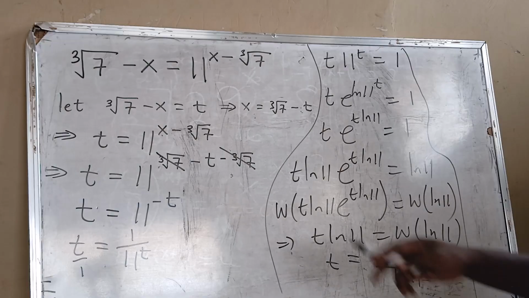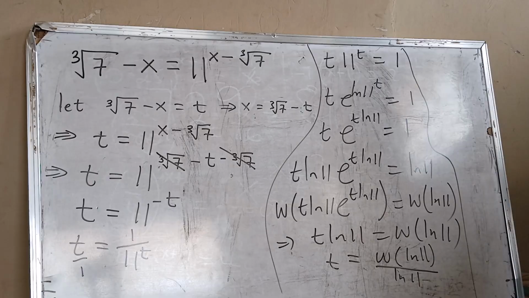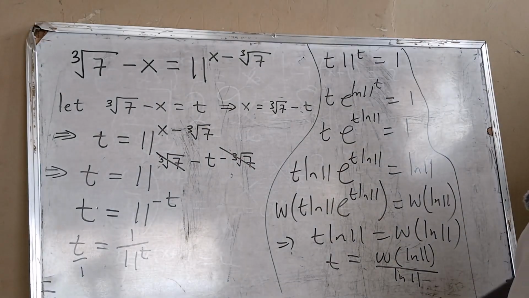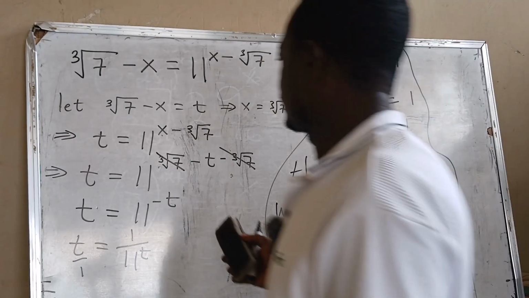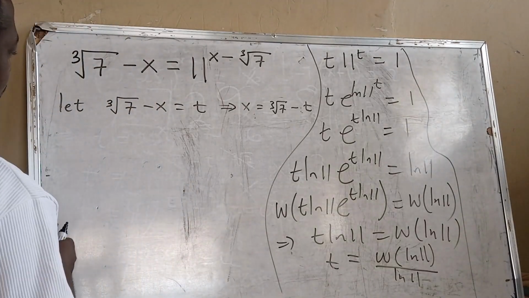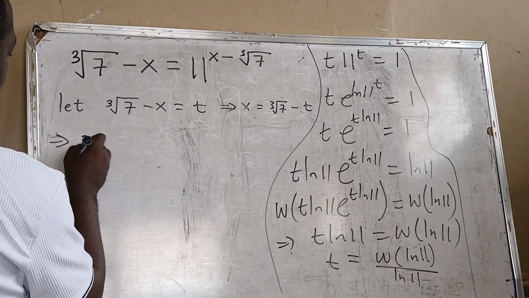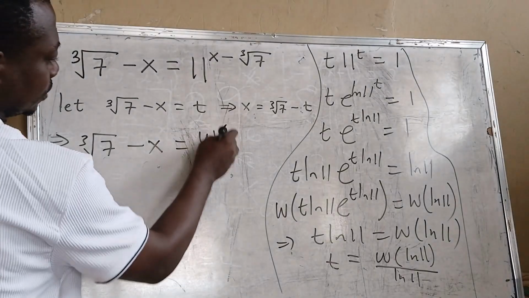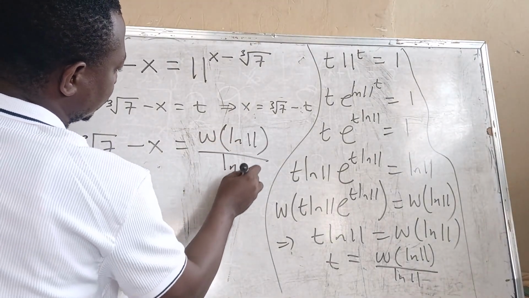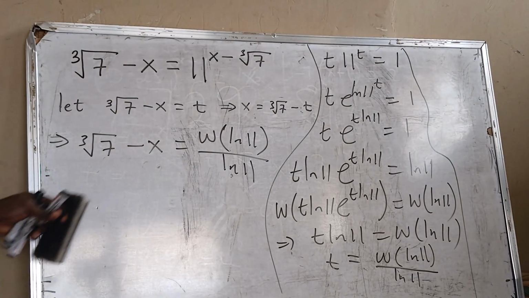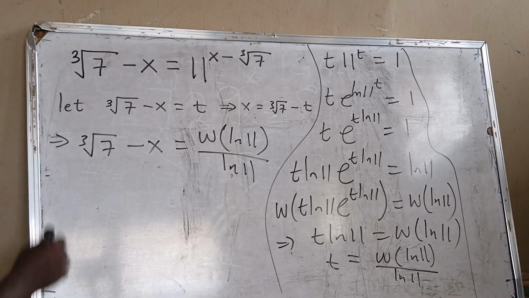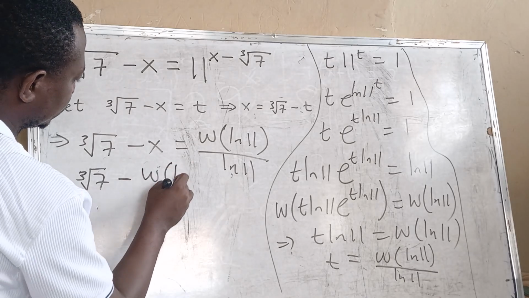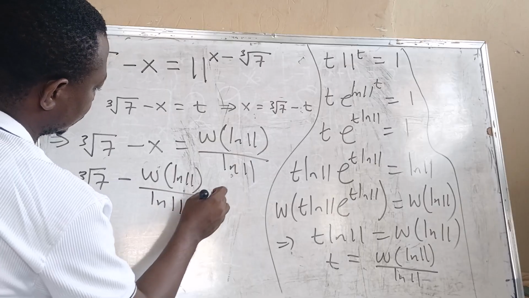Now let's observe the question carefully. We are after x, not t. So we have to do substitution. Remember that t is the same as cube root of 7 minus x. So let's bring back t here. So that will be cube root of 7 minus x. So this is t, and t equals W function of ln of 11 over ln of 11 here. All right, so from here we can make x the subject. So that will be x equals cube root of 7 minus the W function of ln of 11 over ln of 11.